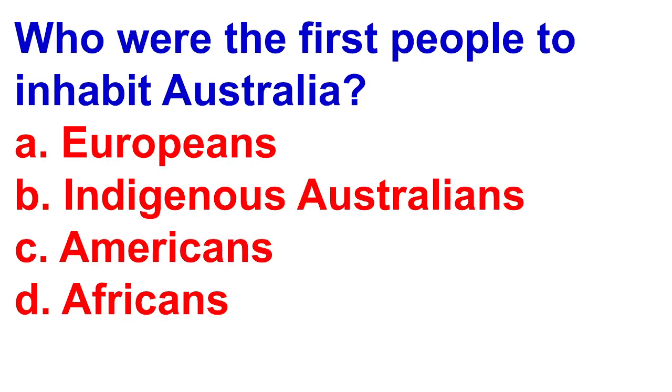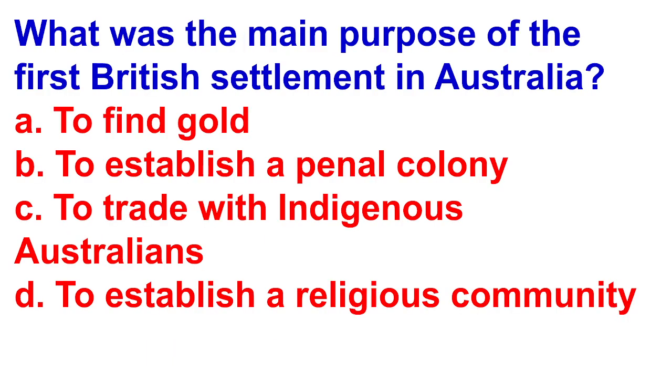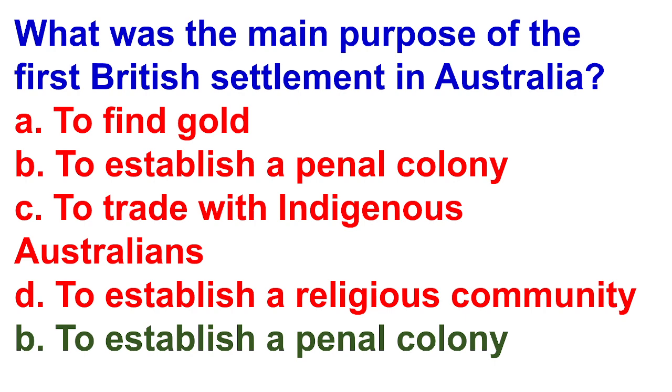1788. Who were the first people to inhabit Australia? A. Europeans. B. Indigenous Australians. C. Americans. D. Africans. Answer: B. Indigenous Australians. What was the main purpose of the first British settlement in Australia? A. To find gold. B. To establish a penal colony. C. To trade with Indigenous Australians. D. To establish a religious community. Answer: B. To establish a penal colony.